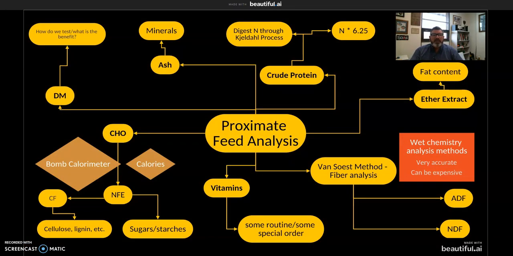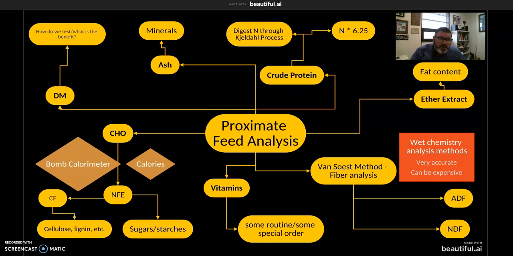This is a very busy slide, and this would be the wet chemistry analysis that I recommended before, and we'll kind of wrap up our first segment with this particular slide. So essentially, I want to try and call your attention to the middle of the slide, and we'll talk about proximate feed analysis. Again, we're talking about wet chemistry here. So wet chemistry is going to tell us a number of different things.